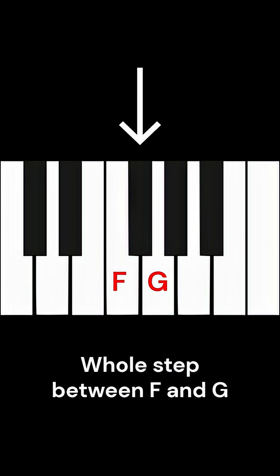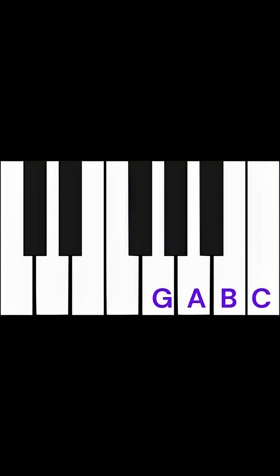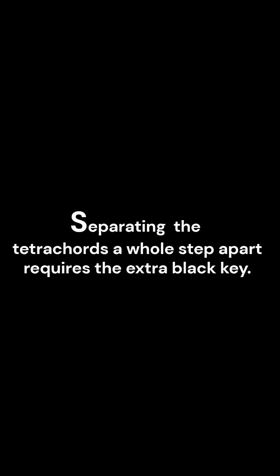Above that, a second tetrachord is placed a whole step above F. A black key between F and G separates the tetrachords by a whole step. The second tetrachord continues whole, whole, half: G, A, B, C. Note, no black key between B and C. Separating the tetrachords by a whole step requires the extra black key.